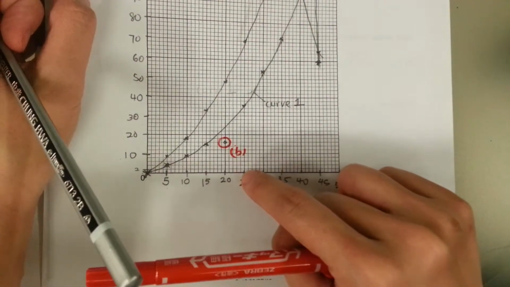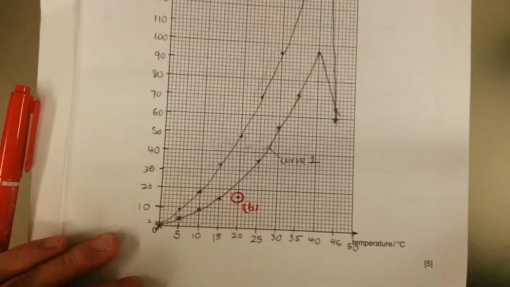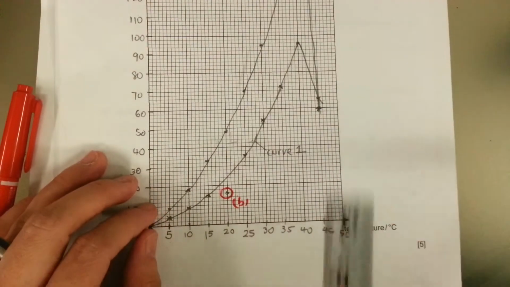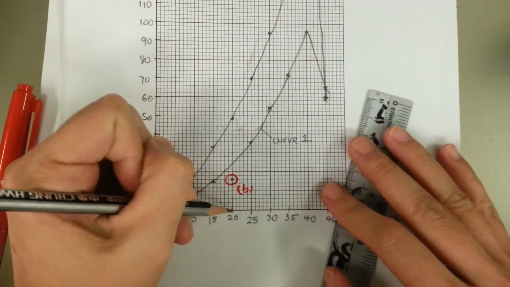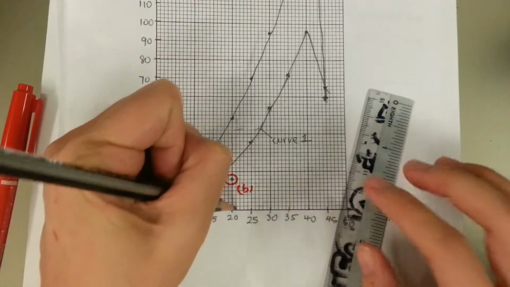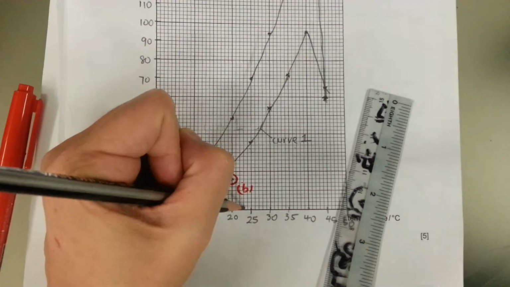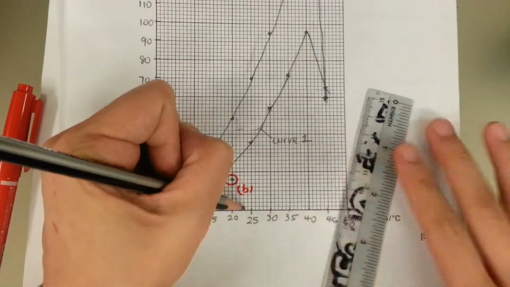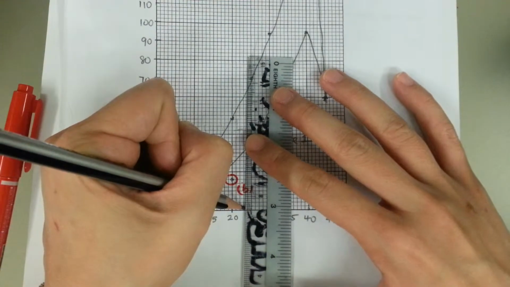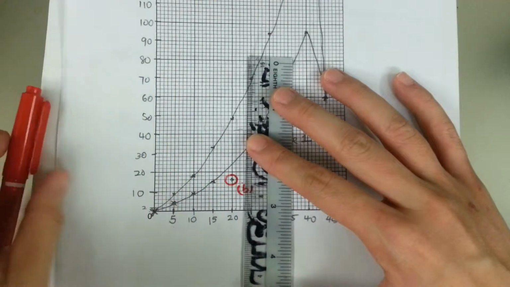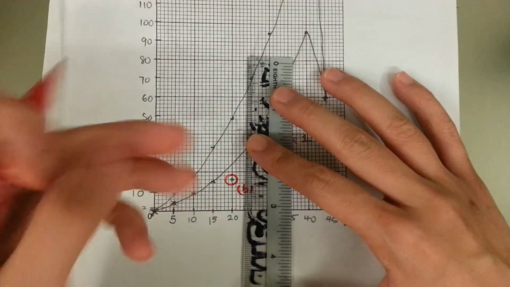For a question like this, you need to draw a line on the graph. So at 23 degrees Celsius: 20, 21, 22, 23. So 23 here, I will draw a straight line all the way to hit my second curve. I'm going to use a red marker so that you can see more clearly.